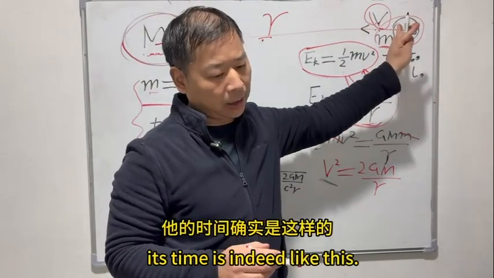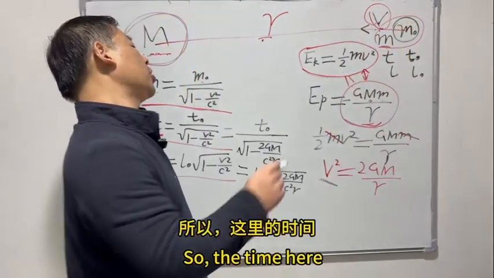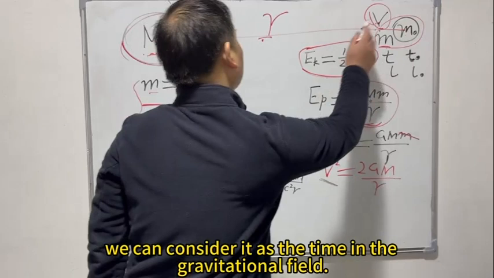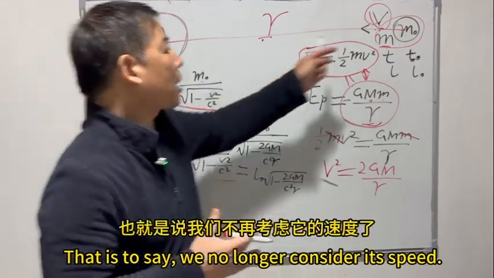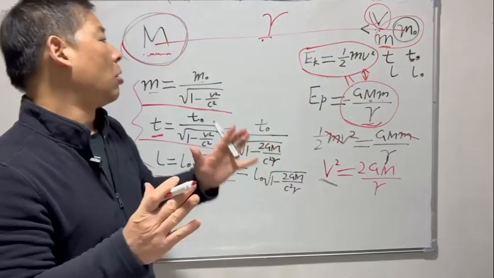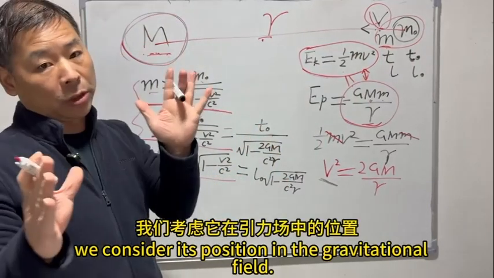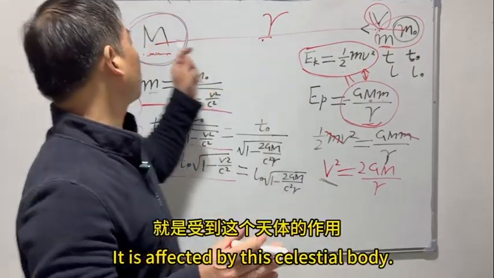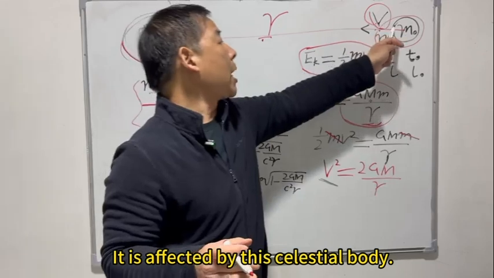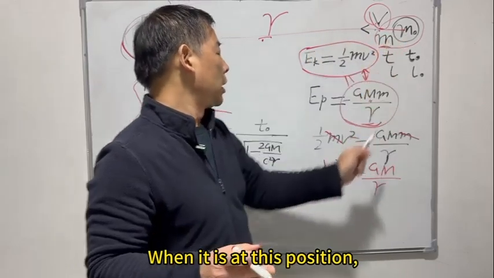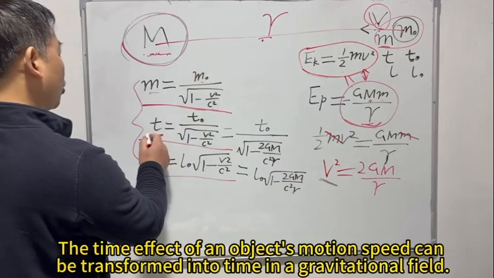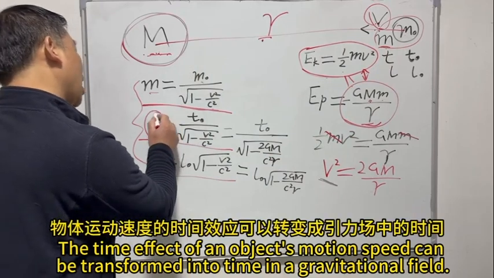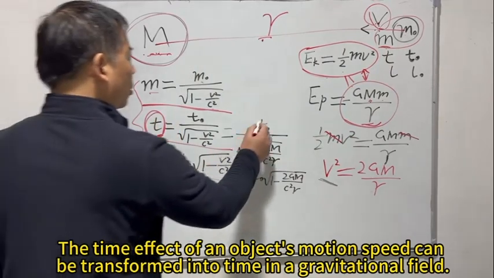Its time is indeed like this. So the time here, we can consider it as the time in the gravitational field. That is to say, we no longer consider its speed. We consider its position in the gravitational field. It is affected by this celestial body. When it is at this position, its time in the gravitational field is like this. The time effect of an object's motion speed can be transformed into time in a gravitational field.